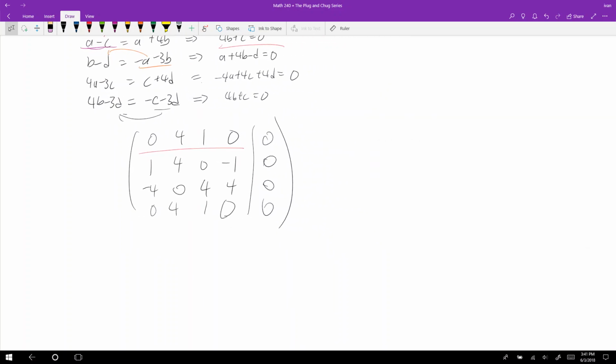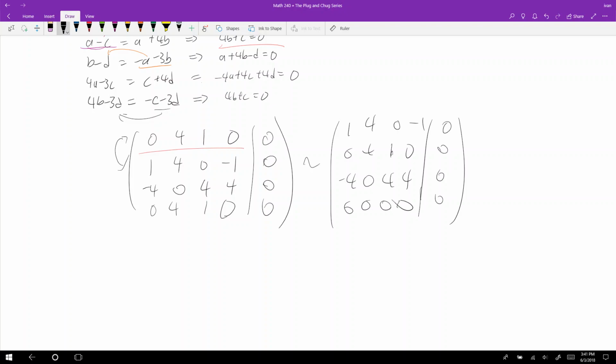What do I get? Well, I get 1, 4, 0, negative 1, 0, because why not? I will switch these two rows. 0, 4, 1, 0, negative 4, 0, 4, 4. And then this last row I'm just going to zero out right away because it's the same thing as the first row. Okay?